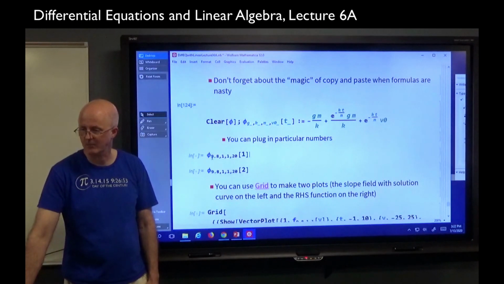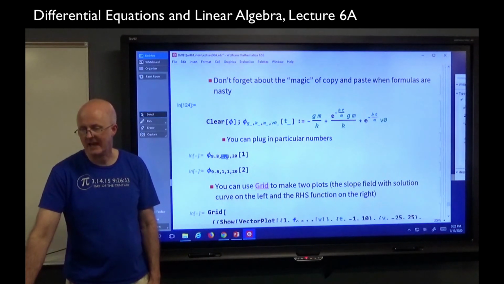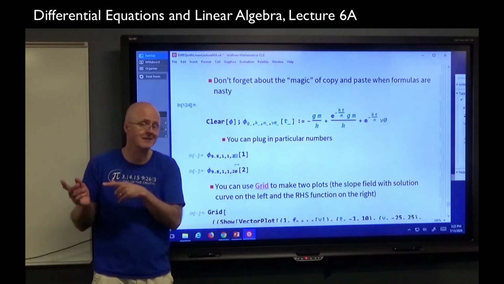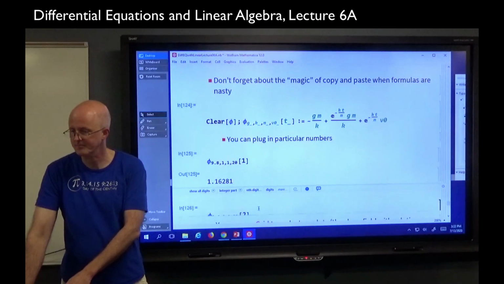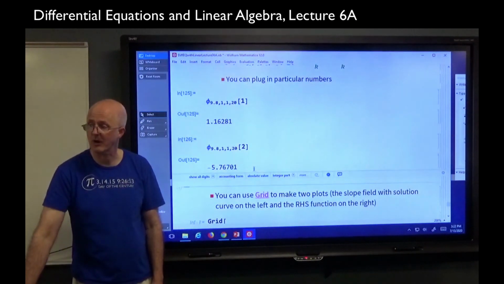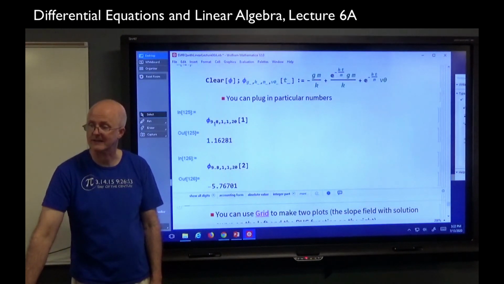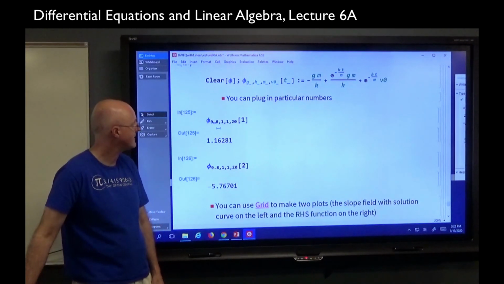Notice g here is 9.8. I'm taking the k and m to both be 1, and I'm taking v0, the initial velocity, to be 20, which is what we did in lecture 5a. So see values of this function at 1 and 2. It is giving me numerical approximations by default because I'm putting the decimal in for the 9.8 there.